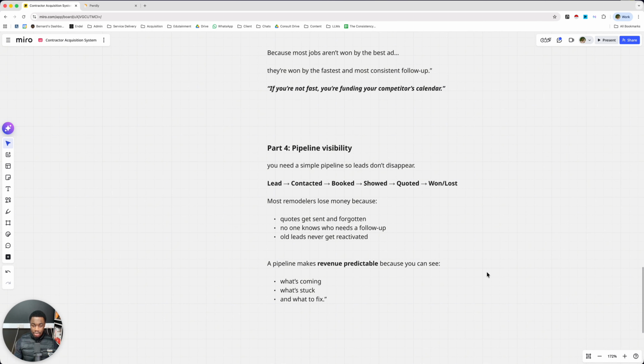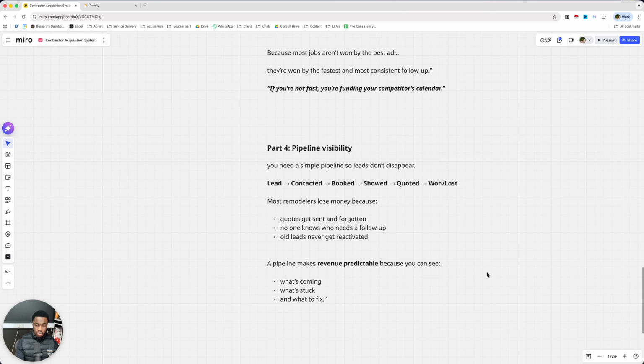And the last step is pipeline visibility, number 4. You need a simple pipeline so leads don't disappear. A simple pipeline would look like this. You have a stage for leads, contacted, booked, showed, quote, won and lost.